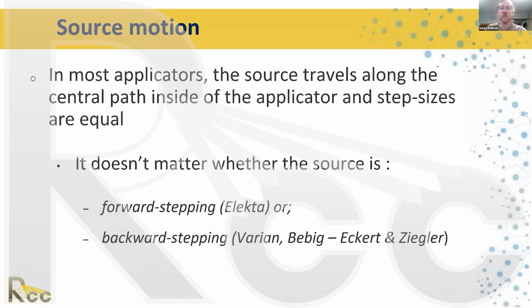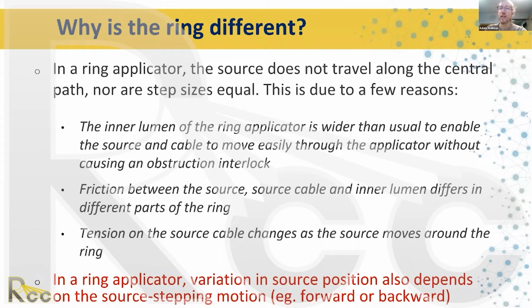In most applicators, the source travels along the central path inside the applicator, and step sizes are equal. So if we put in a 2.5 or 3 millimeter step size, every time you move it, it moves 2.5 or 3 millimeters. That step size is equal along the whole path. It doesn't matter whether the source is forward stepping like Elekta or backward stepping like Varian or Babig, Eckert. Why is the ring different?